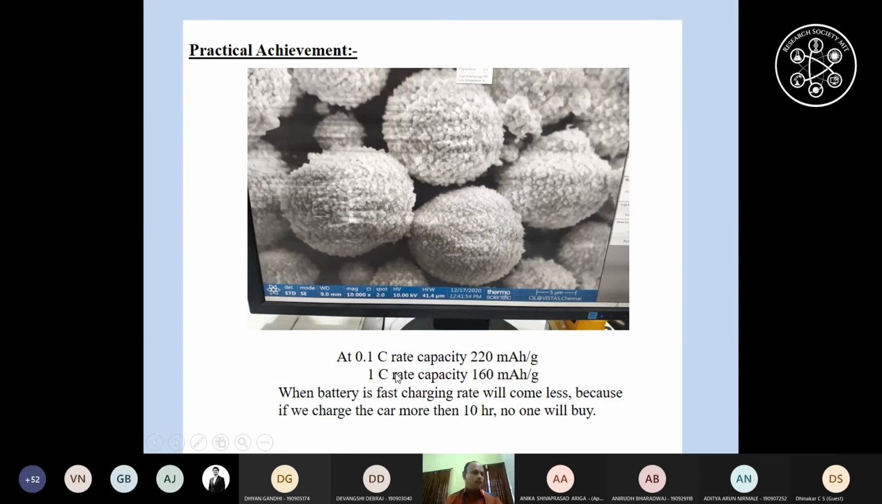Why are we checking 1 C? See, suppose I go for charging my car, and if charging takes 10 hours, I won't go and buy the car, right? Within 1 hour or half an hour it has to charge. Now we go to a petrol pump, and maybe in 3 to 5 minutes, or a maximum of 10 minutes, you can fill your tank and come out. So when you go for a very high rate capacity, that power should be retained. If you achieve that, you might have a product in your BTech project itself, or in your MS, MTech or PhD work. That's why I have written that when the battery is charging, the rate will come down, because if you charge the car for more than 10 hours, no one is going to buy it.